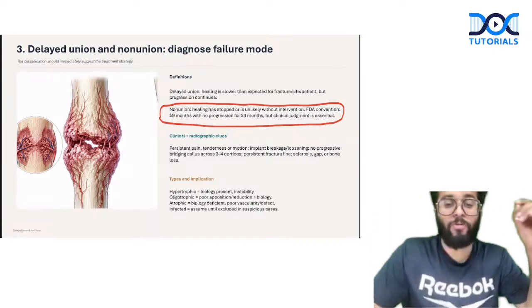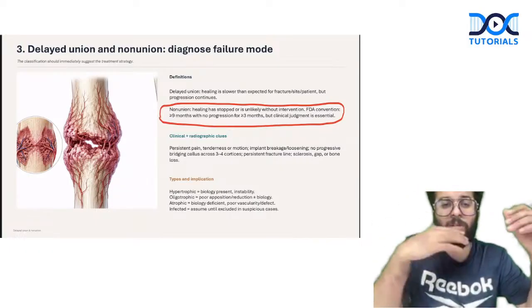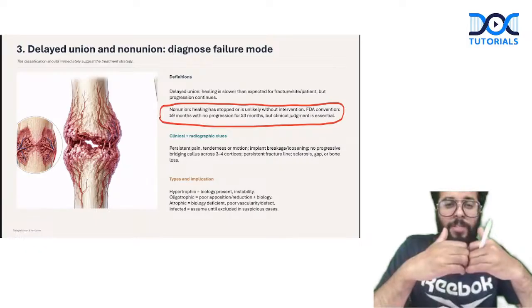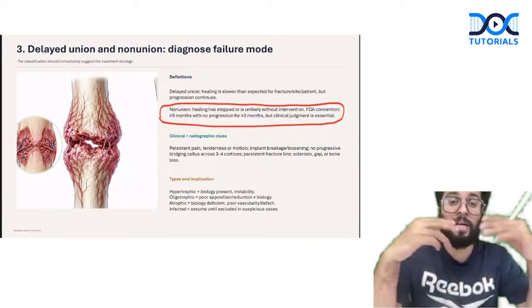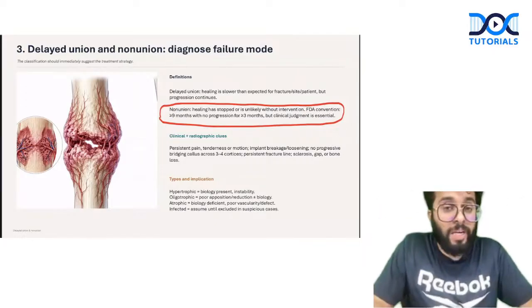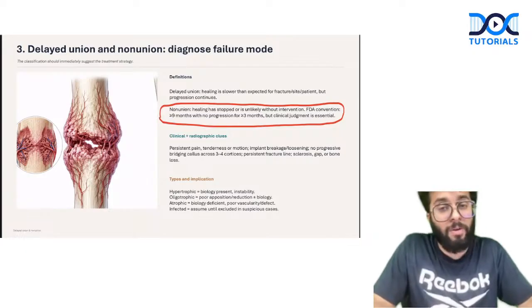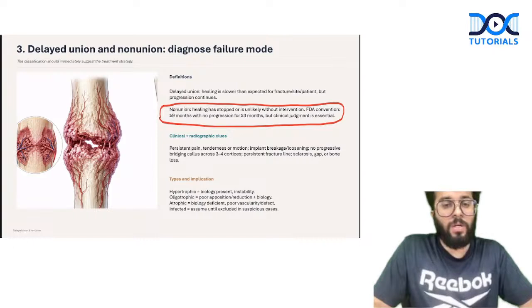Then there is oligotrophic. Biology might not be good, but the union is not very good. The opposition of the two fragments is not very good, and hence there is not adequate callus formation. Then there is atrophic non-union, where the biology is compromised. The fixation might be good, might not be good, but the biology is not good. So you have to do something about the biology, maybe a graft, maybe PRP, maybe something else, right? Assume fractures in non-union to be infected until proved otherwise, right?